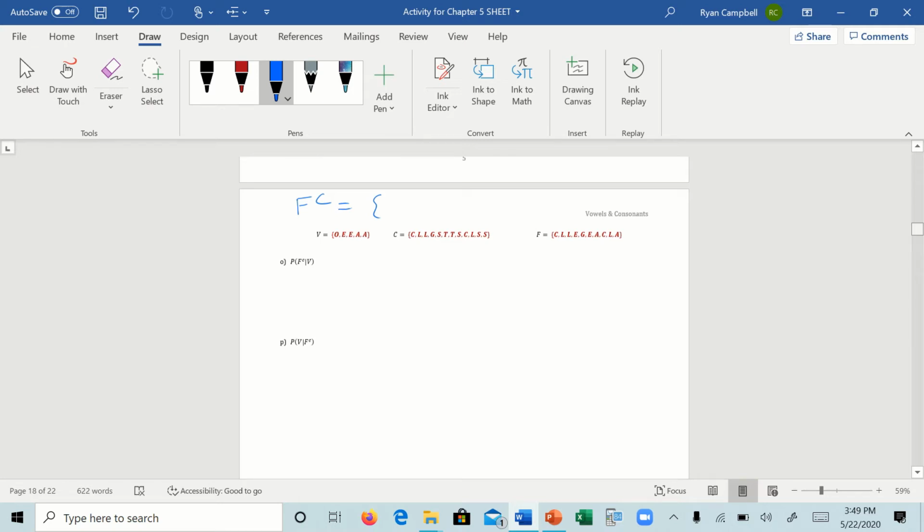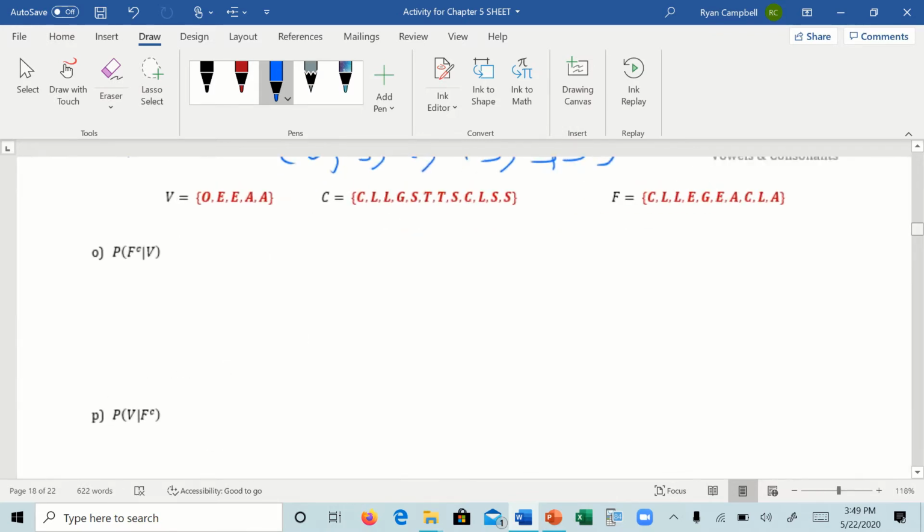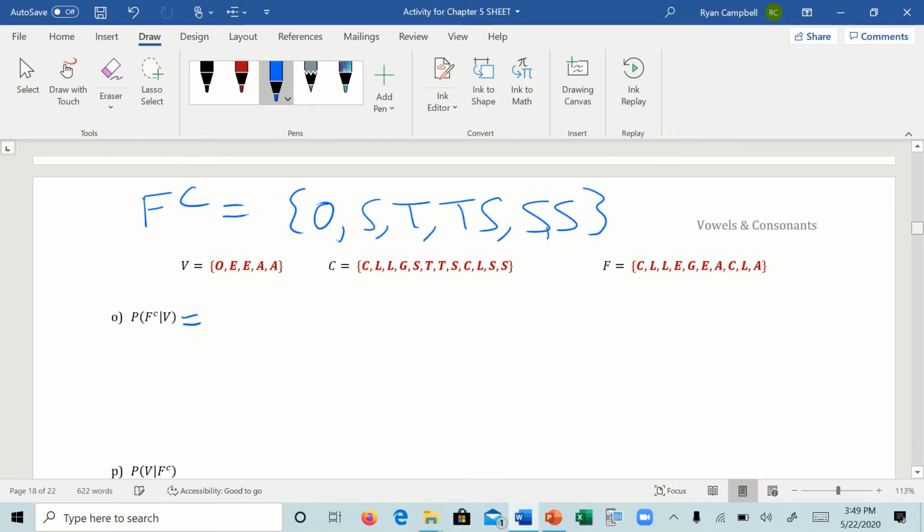All right, so part 2, continuing on with this. So we said that all the letters in the complement of F in the second half were O, S, T, T, S, S, S. So first, if we have the probability of F given V, what are the letters we're looking at? We're only looking at the V letters, so there's 5 of them. Out of V, which ones are in the second half of the alphabet? Well, just O. So that's 1 out of 5, which is 0.2.